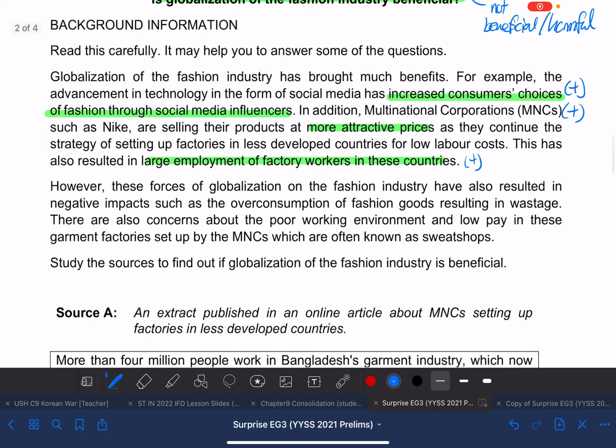What else does the background information say? It says, however, these forces of globalization on the fashion industry have also resulted in negative impacts. Okay, so I'm going to highlight this in a different color, such as the overconsumption of fashion goods, which result in wastage. Overconsumption means buying more than necessary. And so this is a negative impact, or a harmful, not beneficial impact. There are also concerns about the poor working conditions, poor working environment, and the low pay in these garment factories set up by the MNCs, which are often known as sweatshops. Okay, so this is another negative impact.